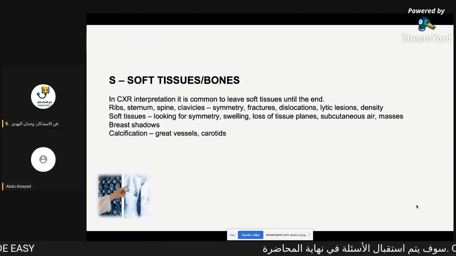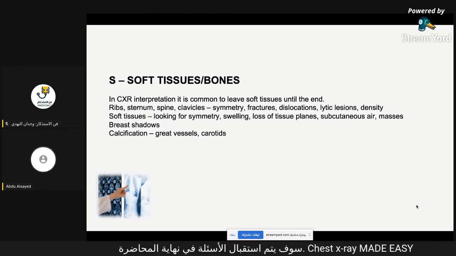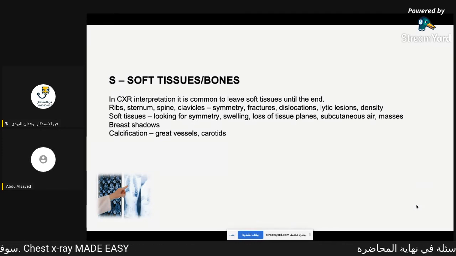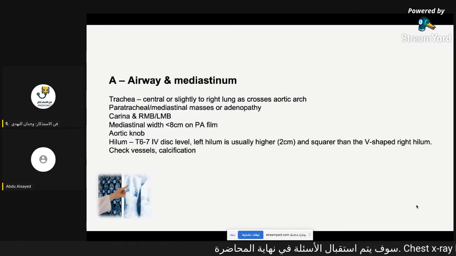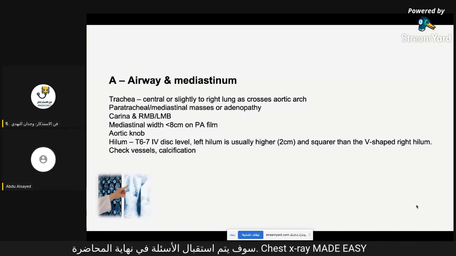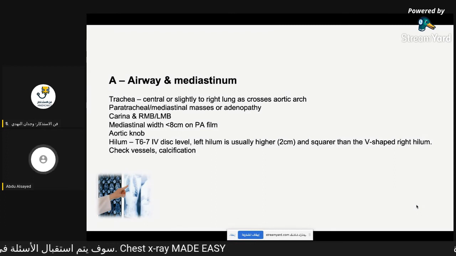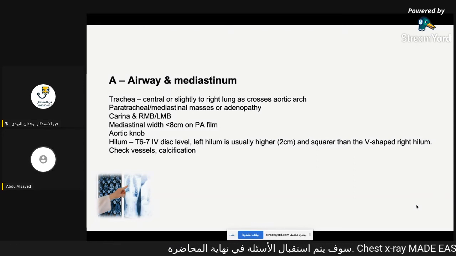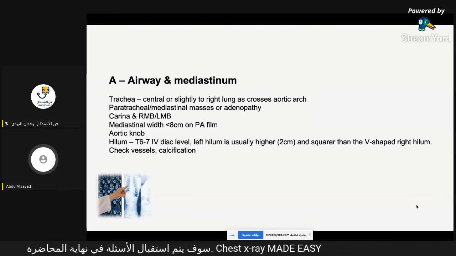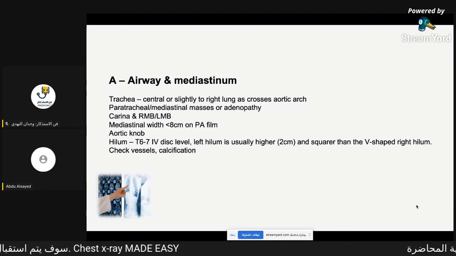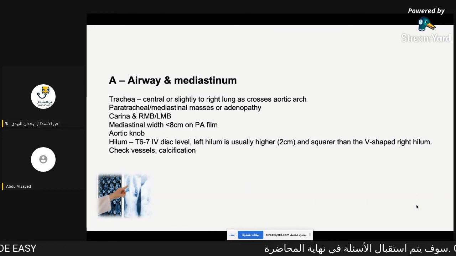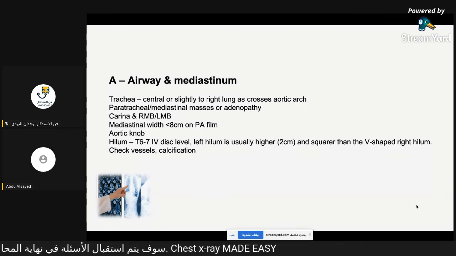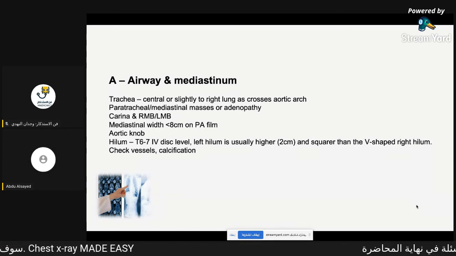A stands for airway and the mediastinum. Airway, starting with the tracheal area, paratracheal and mediastinal, the paratracheal stripe line, mediastinal mass, also the right main bronchus and left main bronchus, and the carina. And we should assess the mediastinal width, which we are always doing in a wrong way. It should be done with different measures, like in a sitting X-ray the number is totally different from the supine X-ray. Aortic knob also, and the hilar area, we should comment on it, on the area and mediastinum. This is for the A.